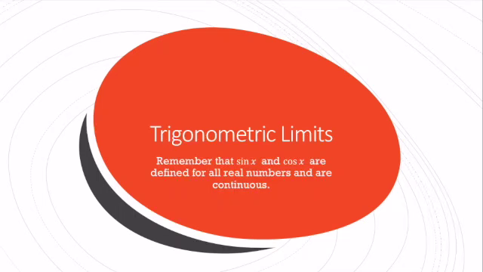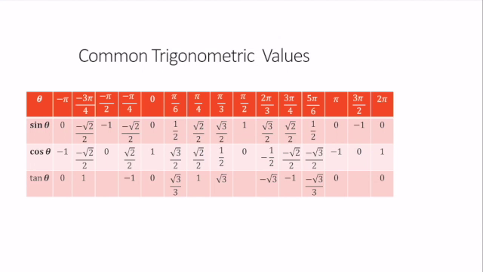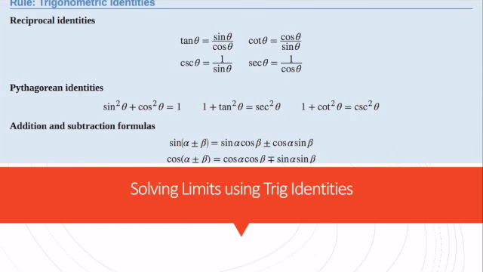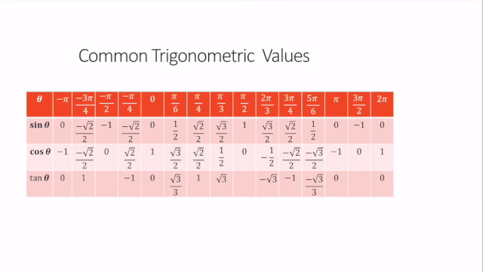So next we're going to talk about trigonometric limits. And it's important to remember that sine and cosine are defined for all real numbers and are continuous. Here we have our trigonometric identities. You will be given these on the exam, and some common trigonometric values. This is a good table to have to review back to.